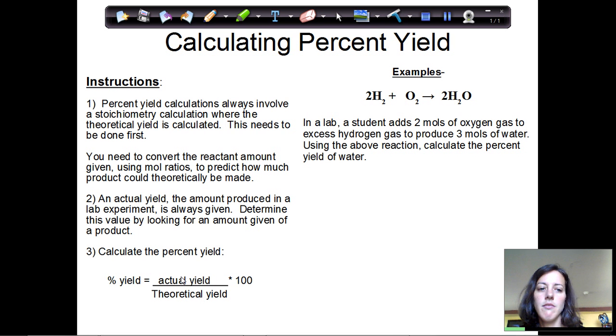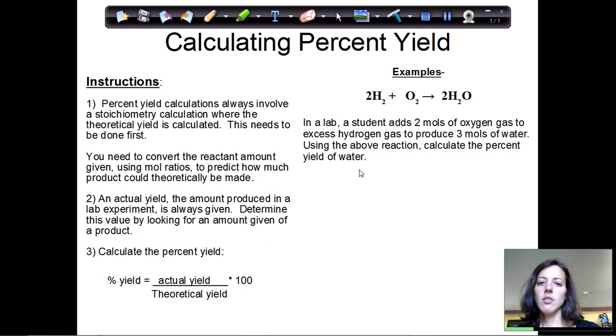So this value, especially during a test or a quiz or a homework problem, has to be given to you, because you aren't actually going to produce anything in that homework assignment and go over to the scale and weigh it out. In the lab, you would weigh out what you made, and then you'd calculate theoretically what you could have made to calculate the percent yield.